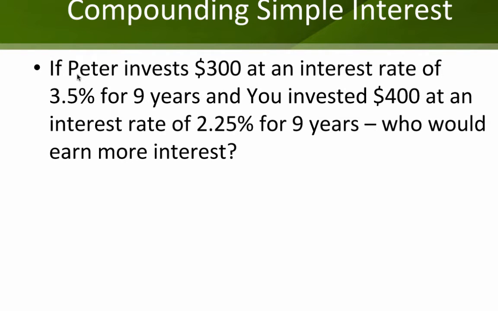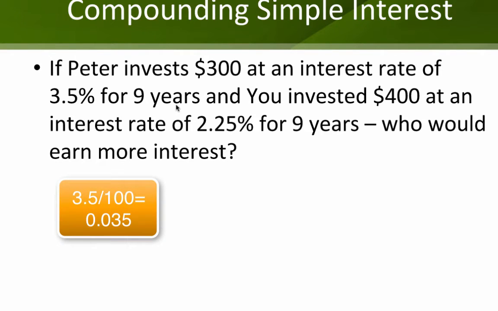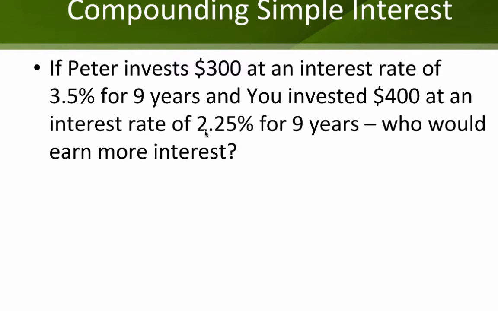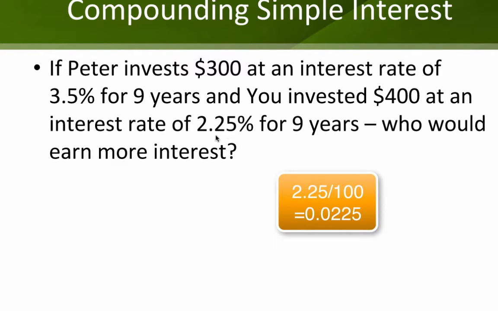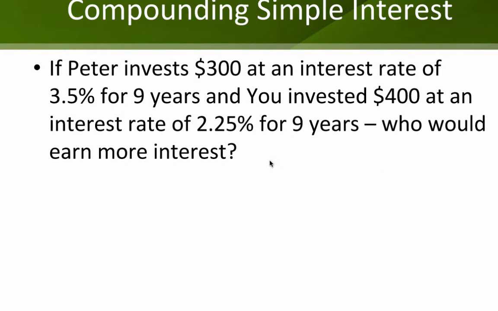Okay, another example. This one is a comparison one between two investments. So if Peter invests $300 at an interest rate of 3.5%, that's 0.035 for 9 years, and you invest $400 at an interest rate of 2.25%, 0.0225 for 9 years, who would earn more interest? I put all these tables in the spreadsheet that you'll need to work on to do this math.